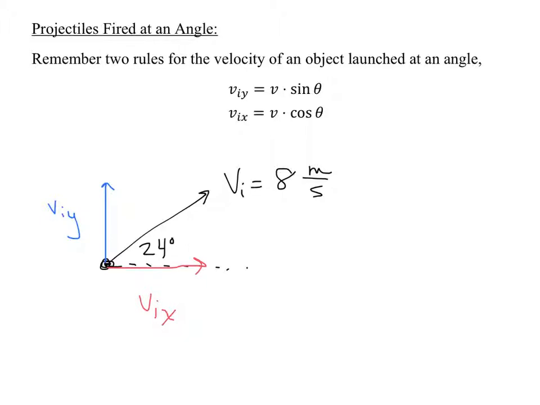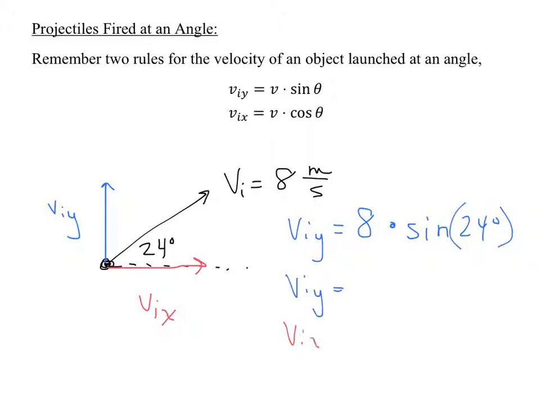Okay, so let's determine what the velocity in the x is and what the velocity in the y is by using the formula up above. So for VIY, I substitute in. The VI is 8 times the sine of the angle, and that should give me some quantity. And then VIX is pretty much the same thing, except instead of sine, I use cos, or cosine. Very good.